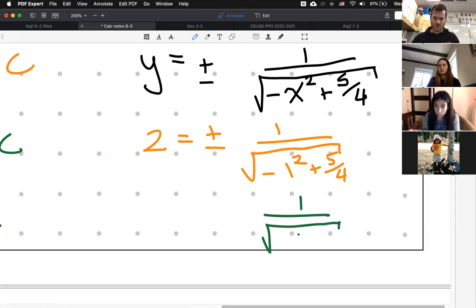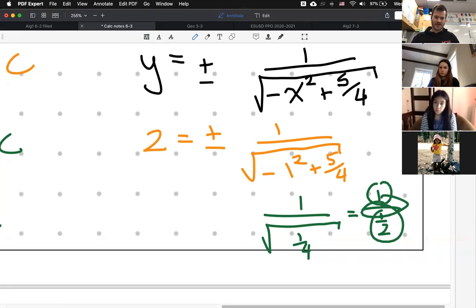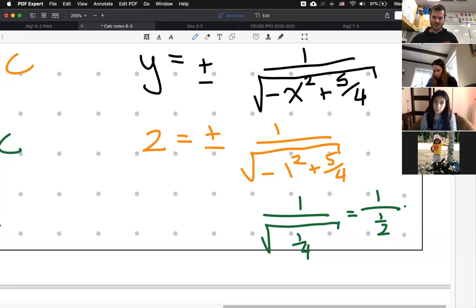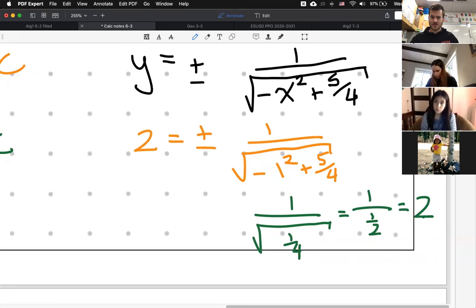1/4? 1/4, perfect. And what is the square root of 1/4? A half? 1/2. So this is really saying 1 over 1/2. And this is really a keep it, change it, flip it. Keep the 1, change it to a multiplication, and flip the 1/2. So 1 divided by 1/2 is 2. So now you, Andrea, will make the conclusion. Should this be a positive or a negative? Positive.